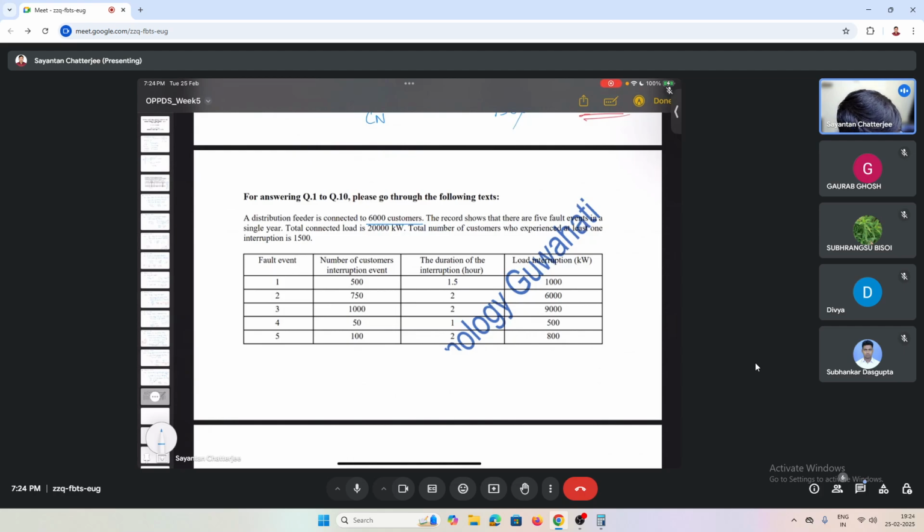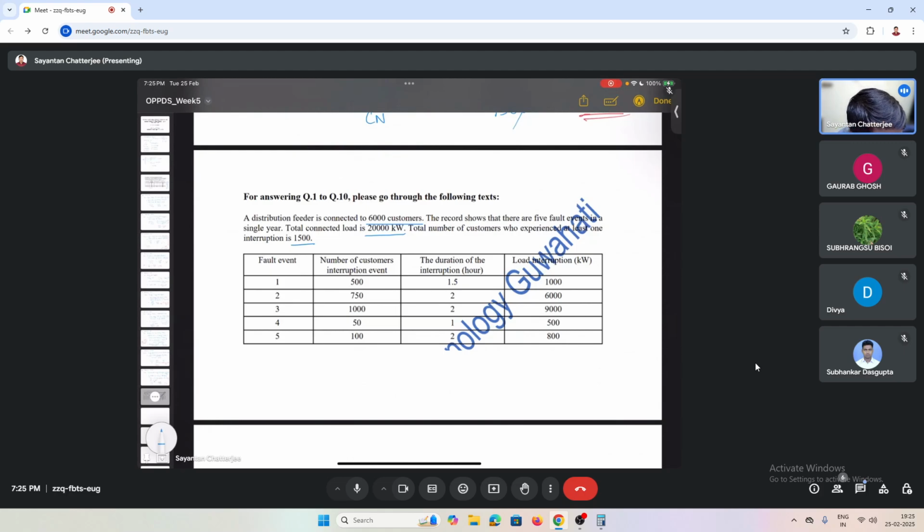The record shows that there are 5 fault events in a single year. The total connected load is 20,000 kilowatt, and the total number of customers who experienced at least one interruption is 1,500. So these values are the same, but the other values would differ, though the procedures won't. Some options are also given here, so I'll give the options too.